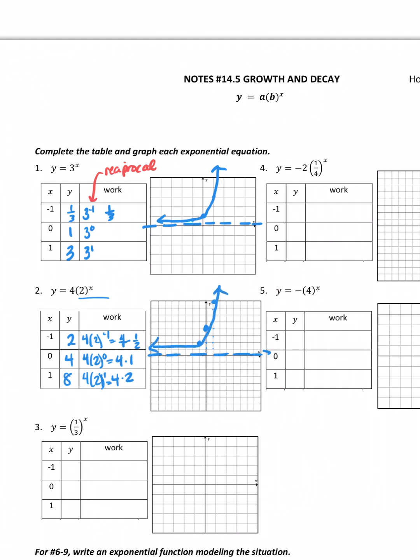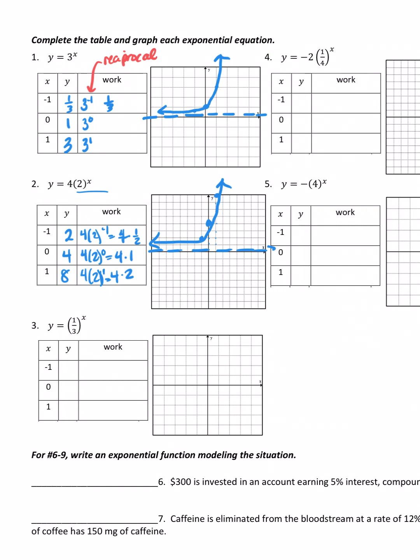Okay? Look at number 3. That was a fraction. No big deal. 1/3 to the -1, 1/3 to the 0, 1/3 to the first power. Well, we take the reciprocal, that makes that a 3. Anything to the 0 power is a 1. 1/3 to the first power is 1/3. Let's graph this. At -1, this is all the way up at 3. At 0, it's at 1, and at 1, it's at 1/3. So look, it kind of went the opposite direction.